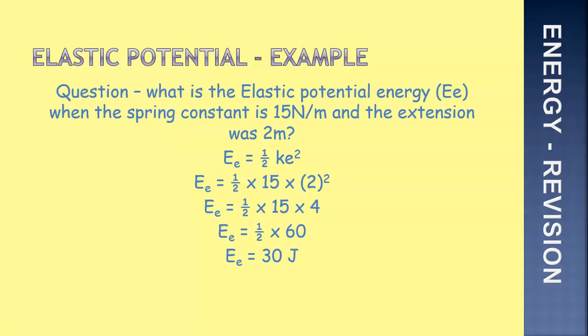Again, we square that 2 first. That becomes half times 15 times 4. 15 times 4 gives us 60, and so half of 60 is 30 joules.